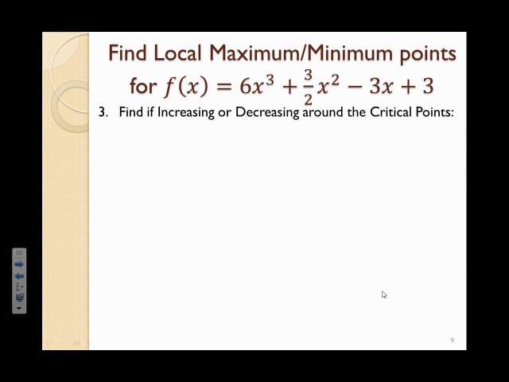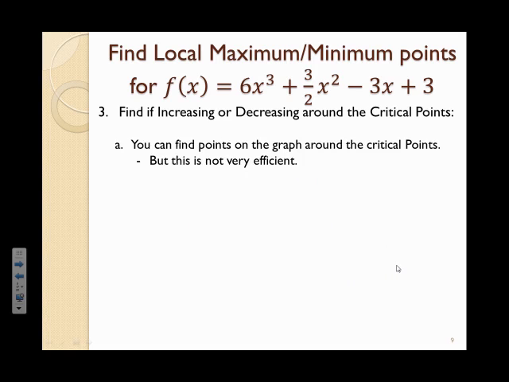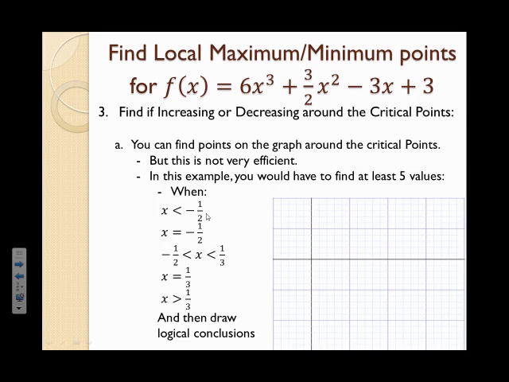Now, we want to find if it's increasing or decreasing around the critical points. When we do that, we realize, well, you can find the critical points around the graph just by plotting points. But it's not an extremely efficient way to do this. Since we have 2 critical points, we need to find at least 5 values. We need to find it when it's less than our smallest x value, which is minus 1/2.